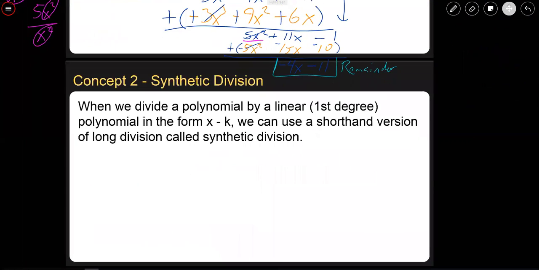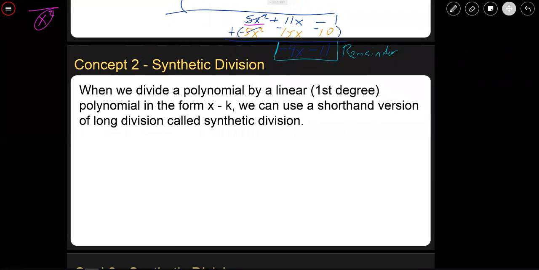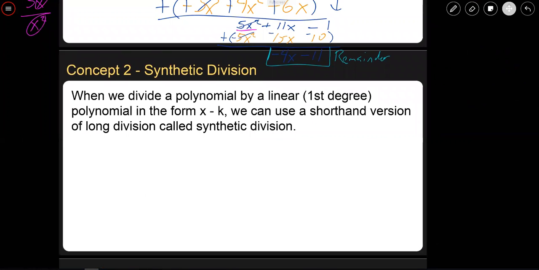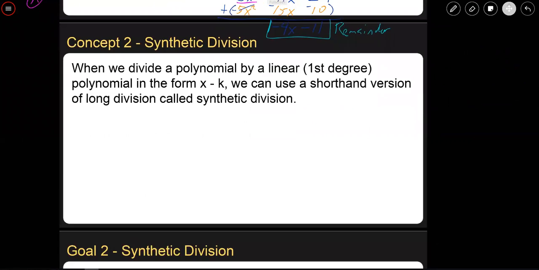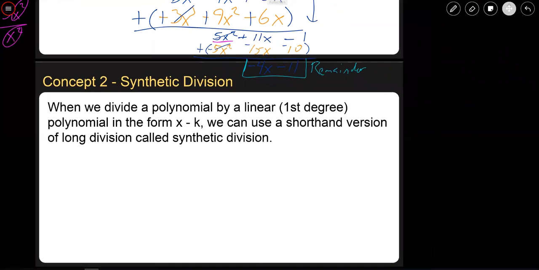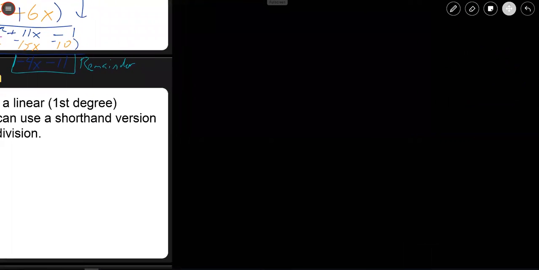All right, let's move on to synthetic division. Synthetic division is a special situation. When we divide a polynomial by a linear term, a first-degree polynomial, we can use a shorthand version of long division that's called synthetic division. So I'm going to get abstract here for a minute, and we're going to go through this kind of quickly.